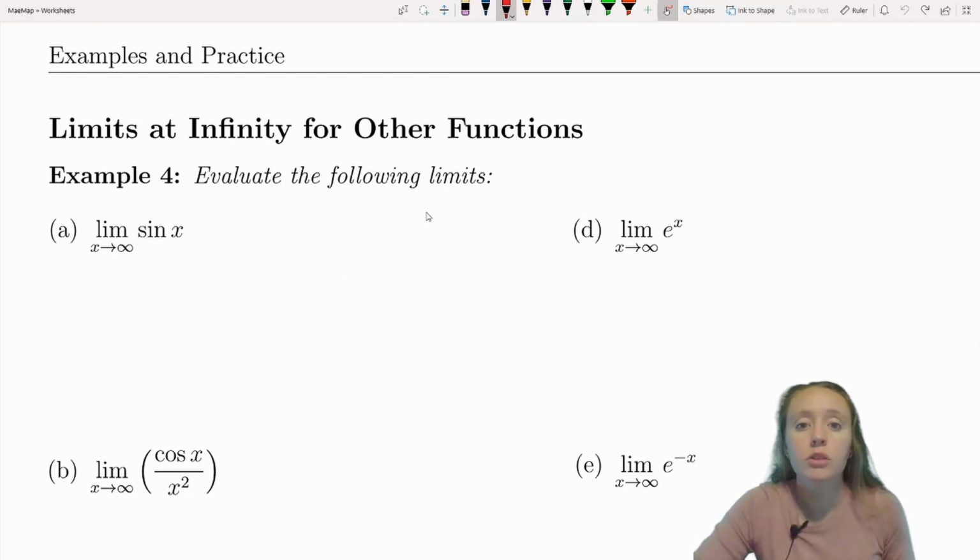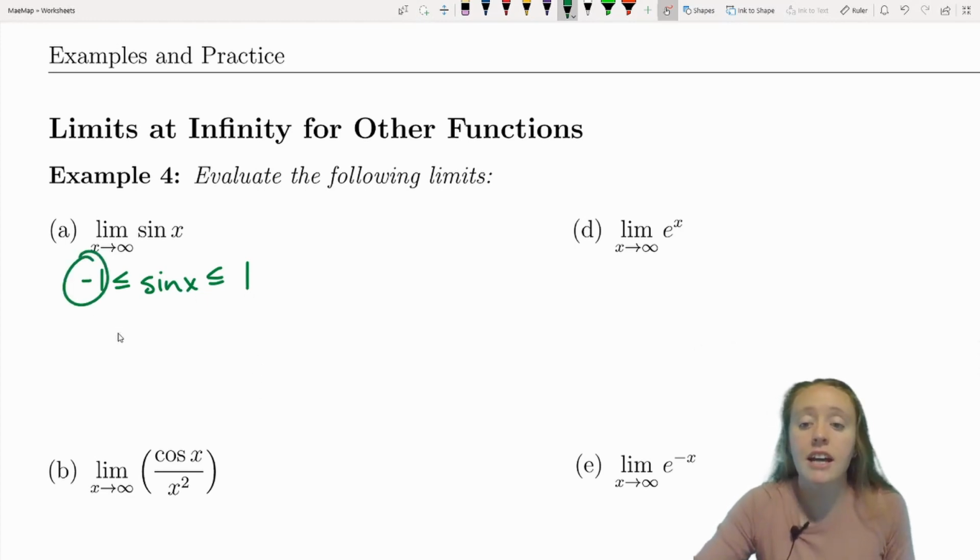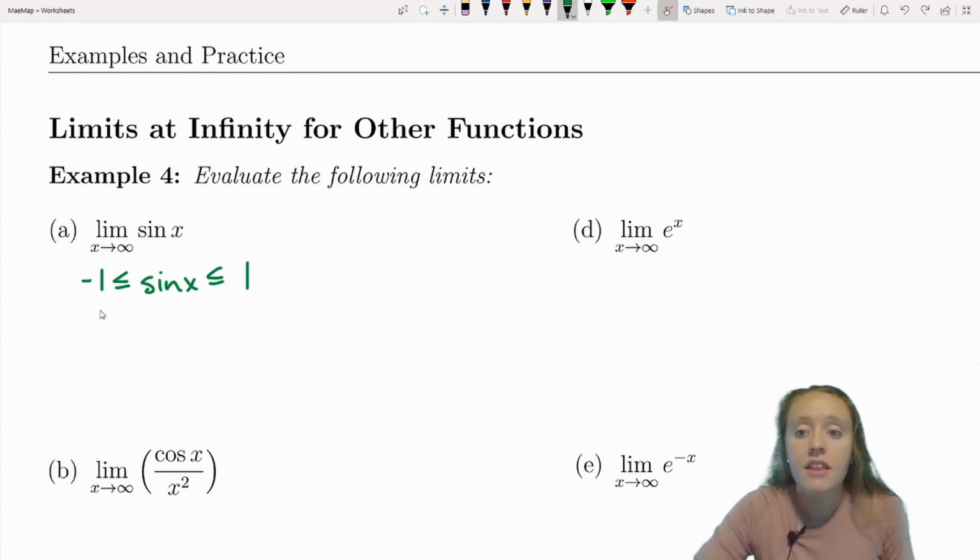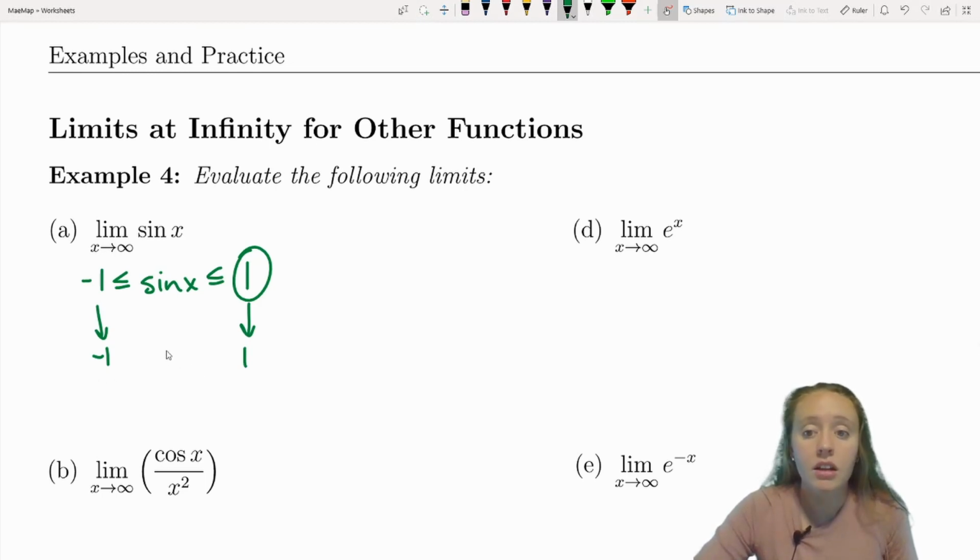Let's see. We know that the sine of x is always trapped between -1 and 1. So -1 is always less than or equal to the sine of x, which is always less than or equal to 1. If I took the limit of a constant as x approached infinity, that limit would be -1. If I took the limit of 1 as x approached infinity, well, that's a constant, that's also going towards 1. So because those do not equal the same thing, I cannot use the squeeze theorem.